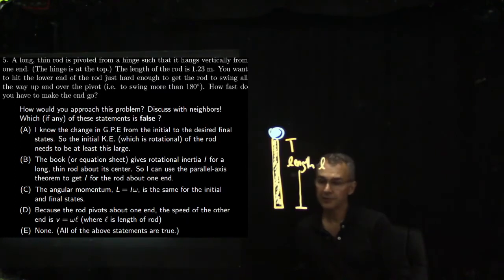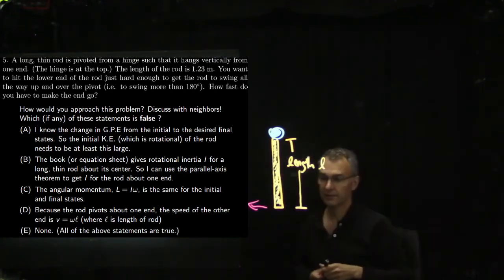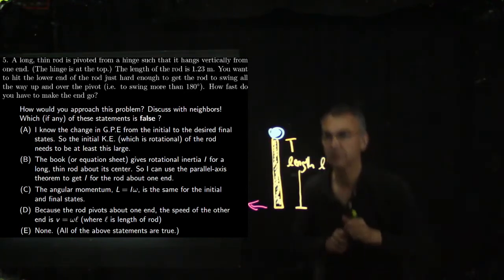A long, thin rod is pivoted from a hinge such that it hangs vertically from one end. The hinge is at the top, so it can pivot like this. The length of the rod is given. You want to hit the lower end of the rod just hard enough to get the rod to swing all the way up and over the pivot. So you want it to swing more than 180 degrees. How fast do you have to make the end go?